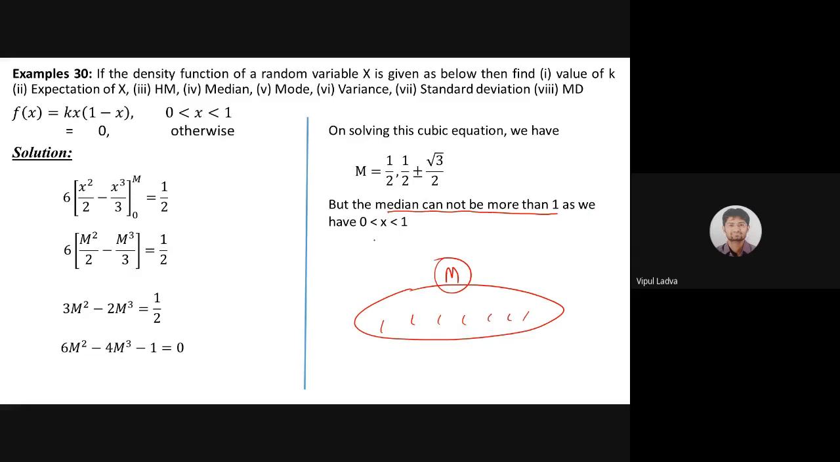And as we know that our random variable x is lying in the interval 0 to 1. तो इसके जो 3 रूट मिले ना मुझे, एक 1/2 है और दूसरा रूट है 1/2 प्लस और माइनस रूट 3 by 2. इसमें से जो 0 और 1 की रेंज में आ रहा है ऐसा एक ही पॉइंट है, that is 1/2. So I will declare my median as a half. So right now my median is 1/2.